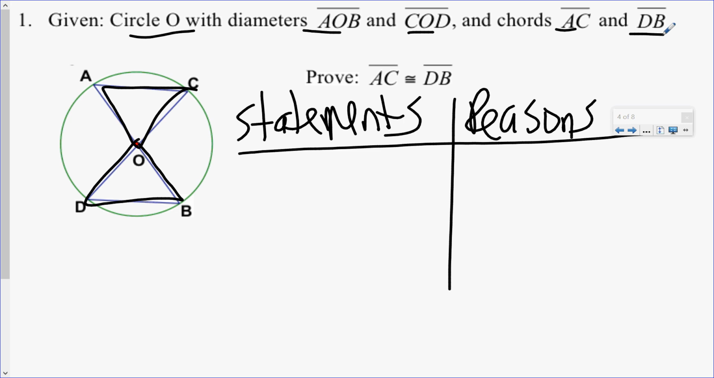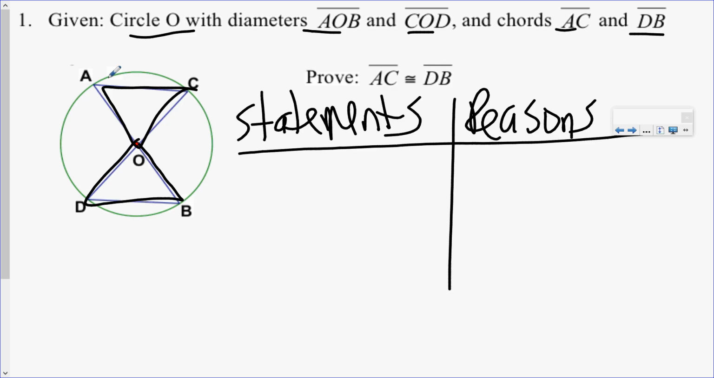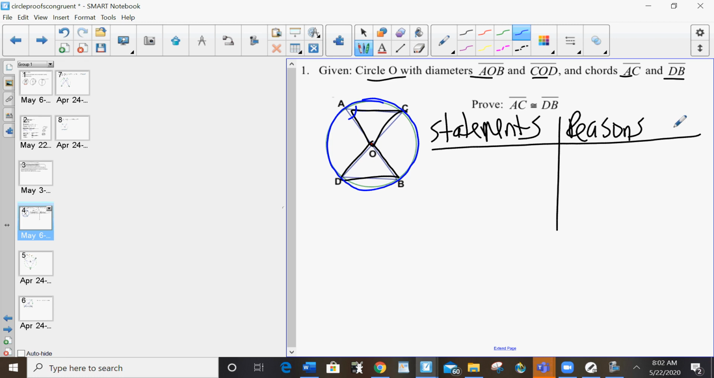So look for inscribed. Do I see inscribed angles here? So you're looking on the circle. Yes, I see A is inscribed. What arc is A inscribed to? What arc does A intercept? Well, this piece goes here, this piece goes here. Angle A is inscribed to CB.